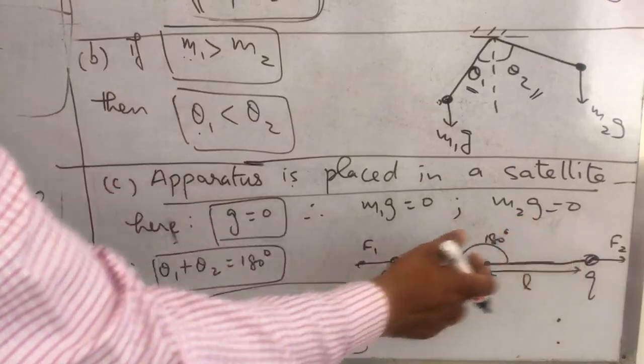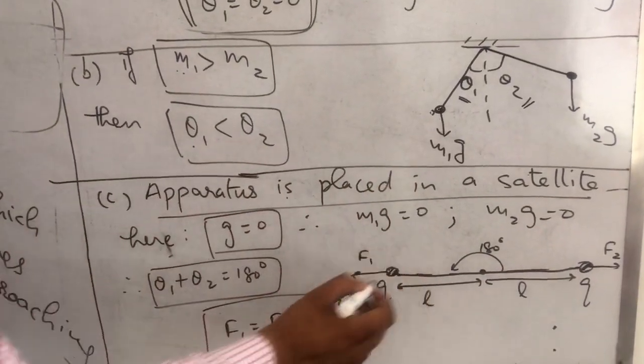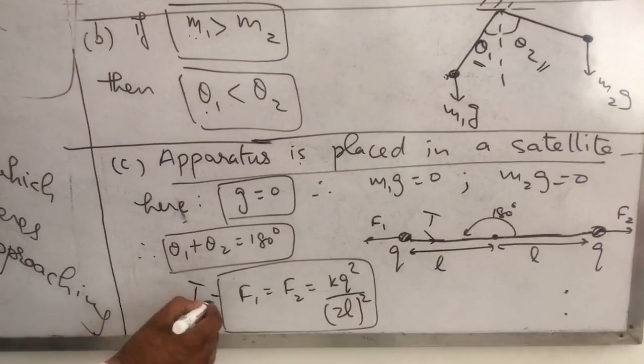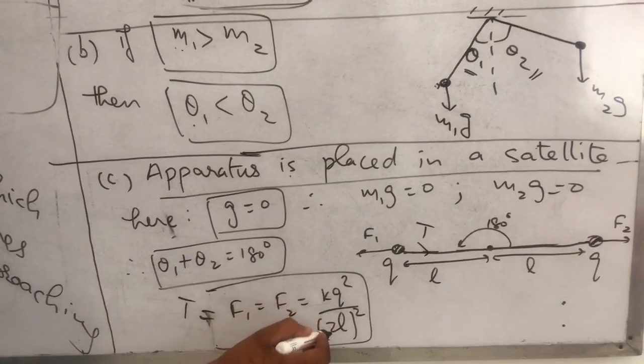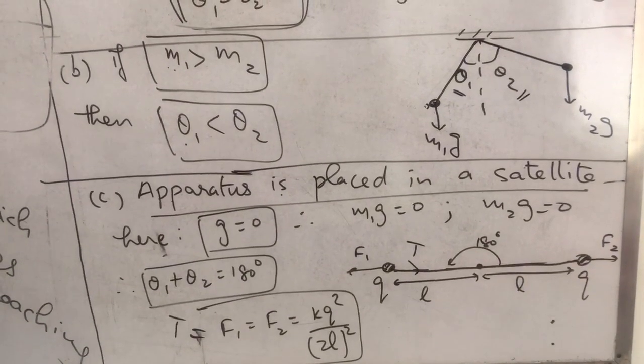The angle between Q1 and Q2 will be 180 degrees. And the tension in the string will be equal to F1, which is equal to F2, so tension in the string will be equal to kq square upon (2L) whole square, because 2L is the separation between the two charges.